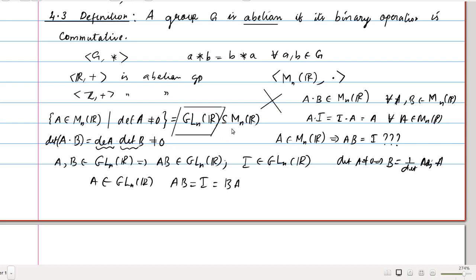At the same time, M_n(R) is not a group under matrix multiplication. This M_n(R) can be a group with the usual matrix addition, but GL_n(R) can be considered as a group as well. But here we know that A times B need not be equal to B times A in general. If A times B is equal to I, then that will be the same as B times A. But in general, AB is not equal to BA in GL_n(R). So this shows that GL_n(R) is a group, but it is not a commutative group. So this is a non-example for a commutative group or abelian group.